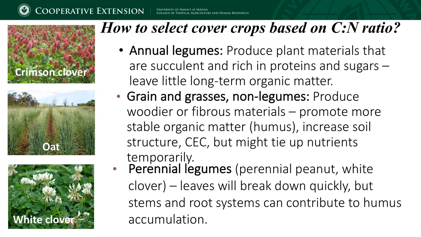So how do we select cover crop based on the C:N ratio? Because different cover crops have different C:N ratios. If you select annual legumes, they will produce plant material that is succulent and rich in proteins and sugar. It leaves very little long-term organic matter build-up effect, but it will release lots of nitrogen and sugar into the soil. If you select grain and grassy type cover crops that are non-legume, they will produce woodier or fibrous material.